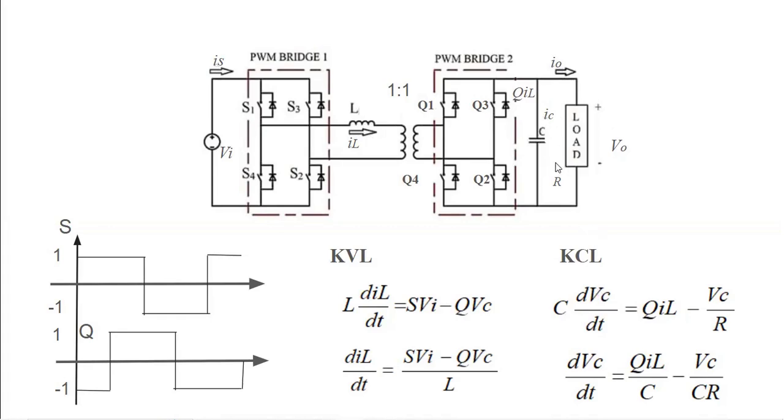VC is the voltage across the capacitor. So we can write the second state equation as dVC by dt equal to Q IL by C minus VC by CR, as I naught is equal to VC by R, or V naught by R. VC and V naught are the same. Now we can write these two state equations, dIL by dt equal to (S Vi minus Q VC) by L, and dVC by dt equal to Q IL by C minus VC by CR, in the matrix form.